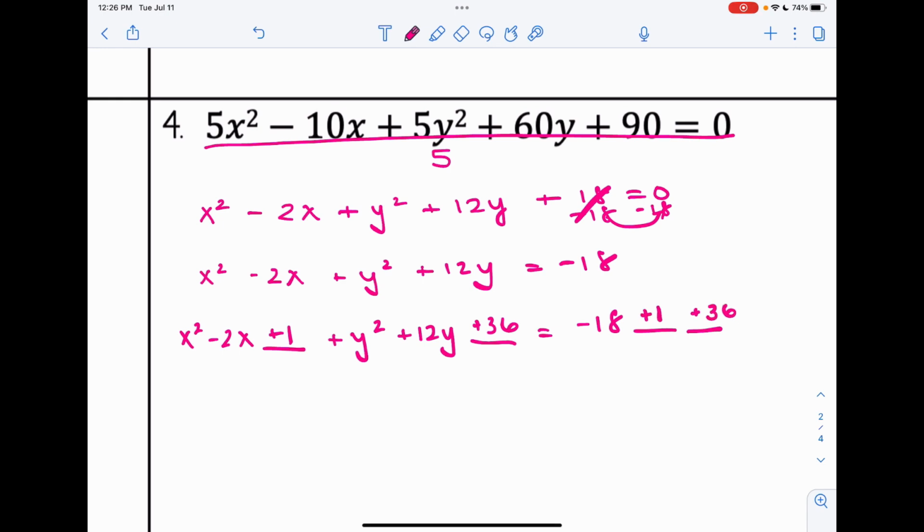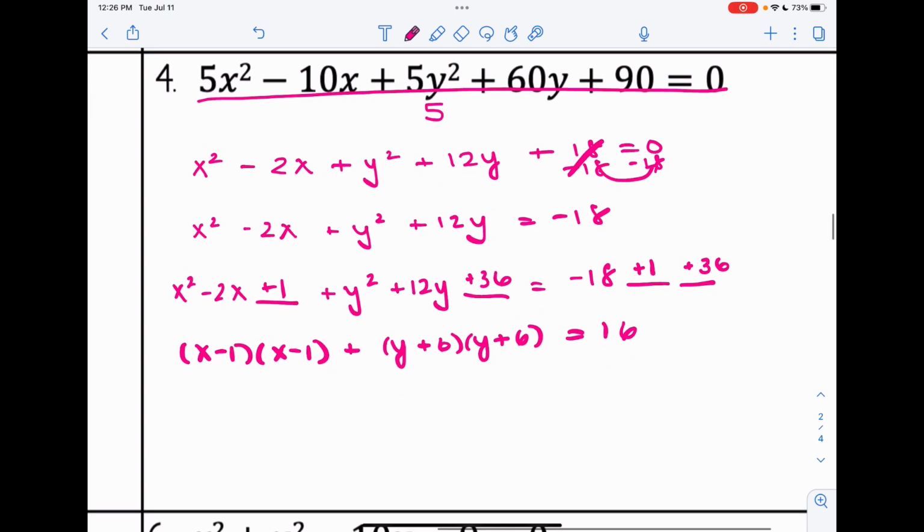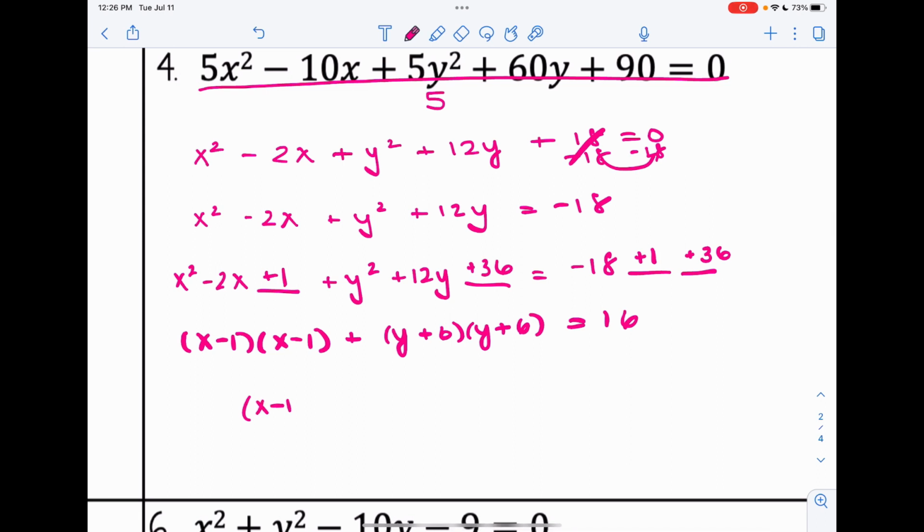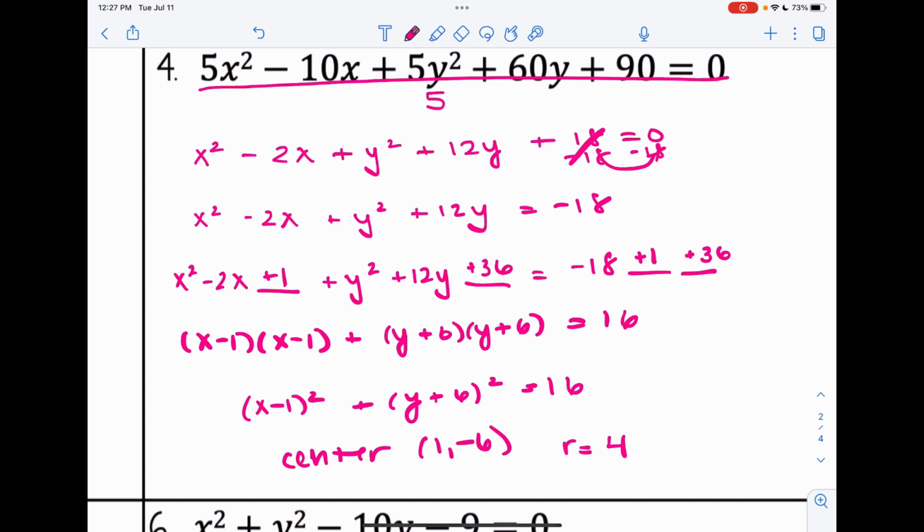And now I'm going to factor here. So when I look at the factors, x minus 1, plus, make sure there's that plus sign between your factors, y plus 6, and over here we just add. All right, I have x minus 1 squared plus y plus 6 squared equals 16. That makes my center 1, -6, and the radius equal to 4.